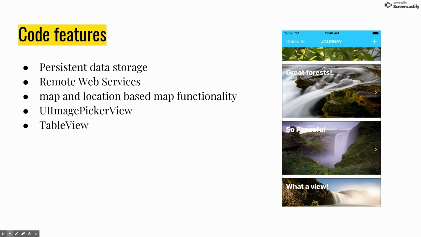The app features persistent data storage so the user can save photos and posts, remote web service API calls to get weather in the post, map and location functionality so the user can see where their post was made, a UI image picker view so the user can select photos to post, and a table view so that they can view their travel memories.